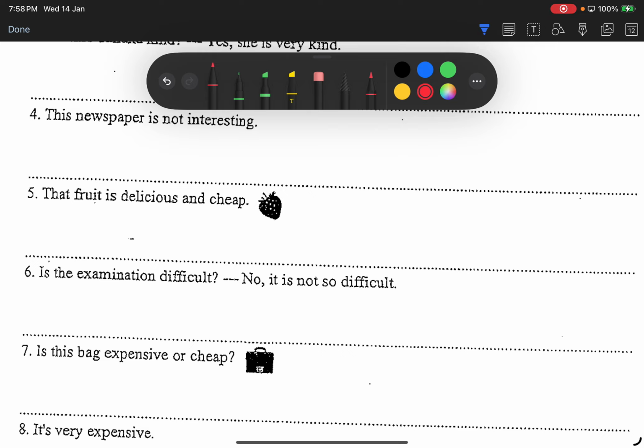I repeat the answer again. Sono kudamono wa oishii desu. Then you breathe in. Soshite yasui desu. But when you write, you must put a full stop, then a comma. It's a full stop after this. Yes. It's two separate sentences.